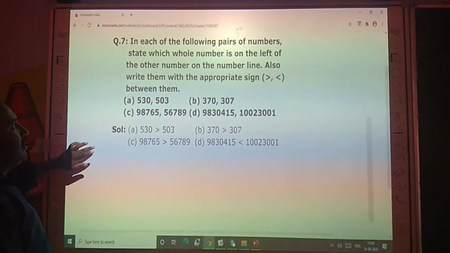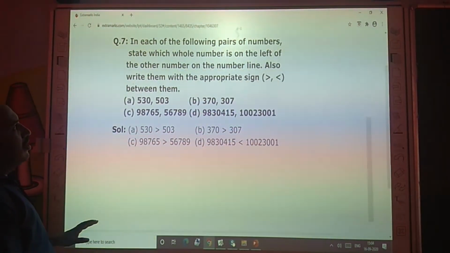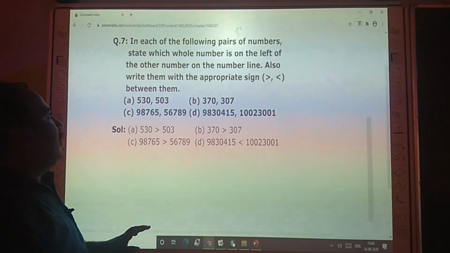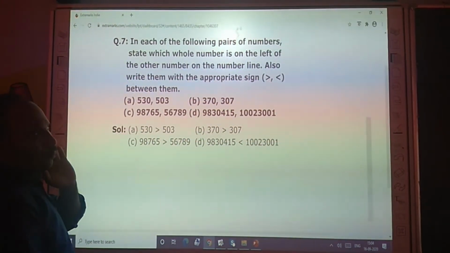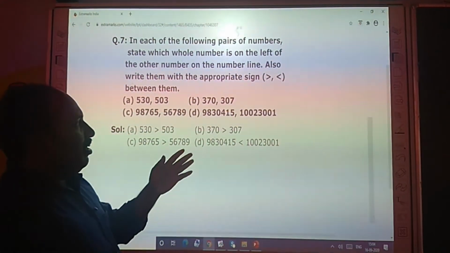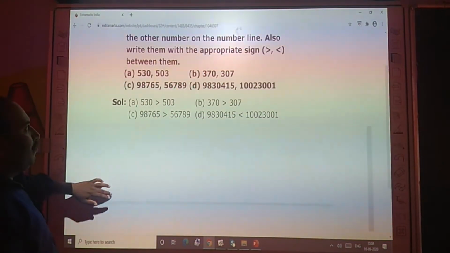The next, question number 7. In each of the following pairs, state which whole number is on the left of the other on the number line. Also write the appropriate sign, greater than or less than, between them. 530, 503.